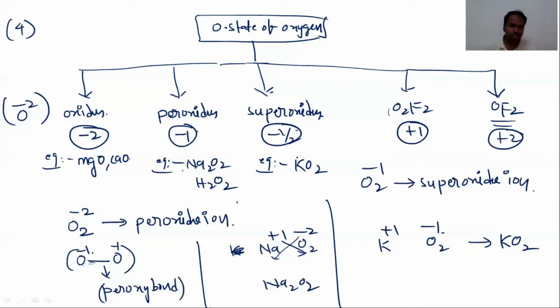So this is the information about the oxidation state of oxygen. It's very important. So this is the fourth rule. Now come to the fifth rule.